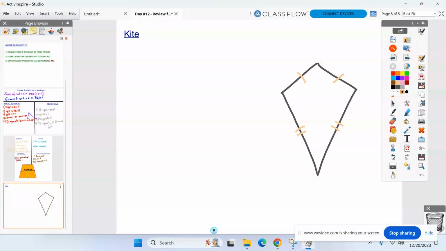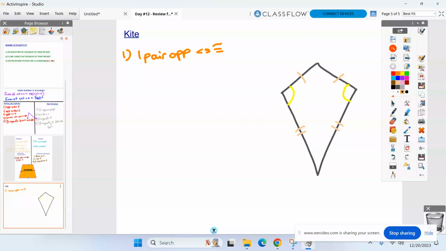What do we have? One pair of opposite angles congruent, and then where did we say those angles are located? Where the non-congruent sides meet. So in this, I just don't want you to think left and right, because if I turn this thing 90 degrees, it's not the left and the right anymore. It's in between the two non-congruent sides.